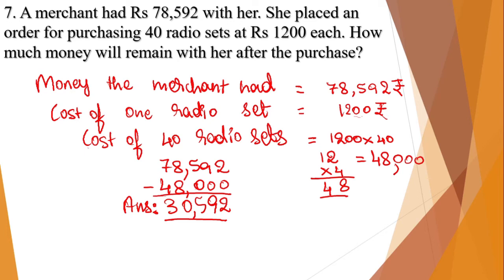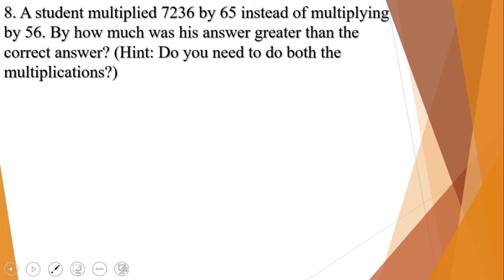Now let's see the next question. Now let's begin with the eighth question. A student multiplied 7,236 by 65 instead of multiplying by 56. By how much was his answer greater than the correct answer? Hint: you need to do both the multiplications.